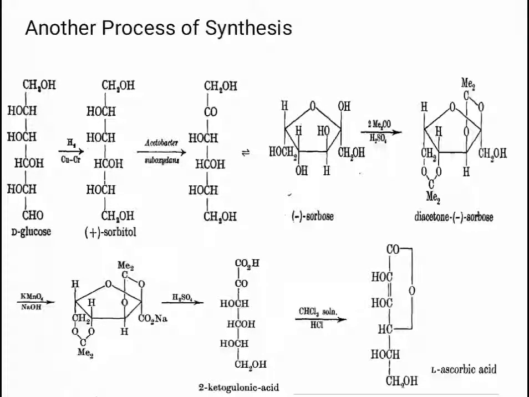There is another process in use for the synthesis of ascorbic acid, which starts from D-glucose. Then hydrogenation with the presence of copper and chromium, you will get sorbitol. After that, you can use Acetobacter.